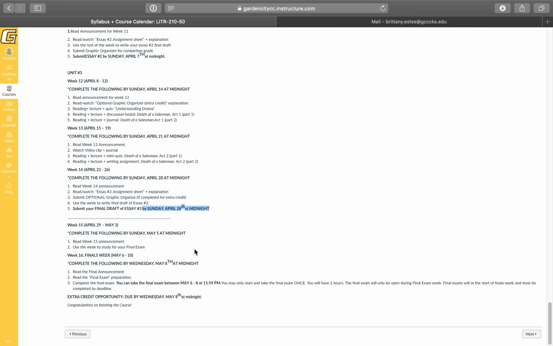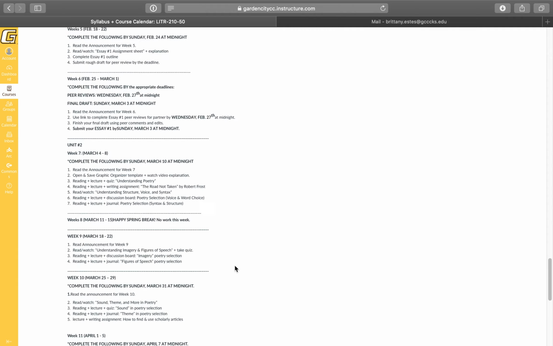And then week 15 is going to be essentially your dead week. So you're going to use that week to study for your exam. And then your exam is going to be open on May 6th, and it goes through May 8th. So you have 3 full days that you can take the exam. It takes 2 hours to complete, and you can take it at any time during those 3 days. You also have an extra credit opportunity that will be due on Wednesday, May 8th at midnight. And at that point, you are done with the course.